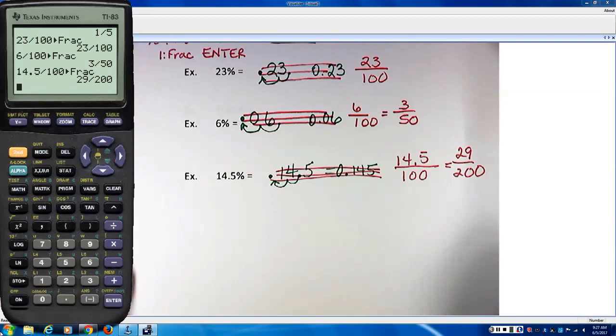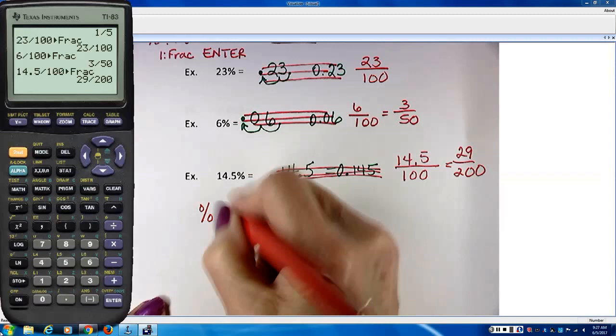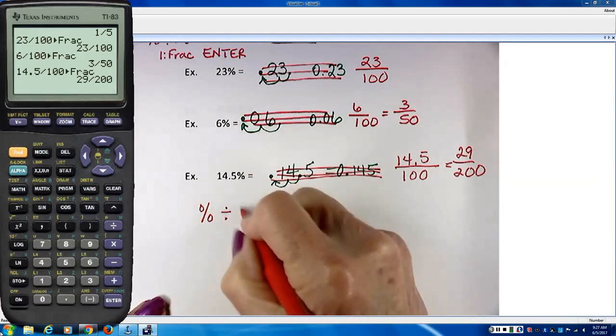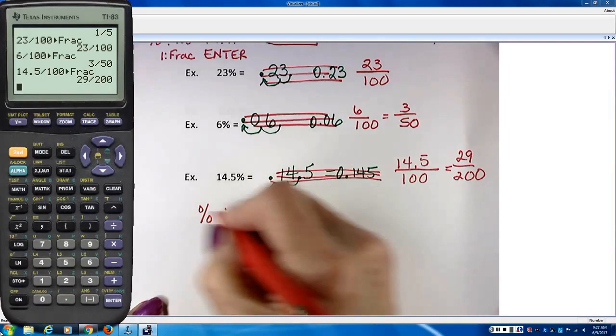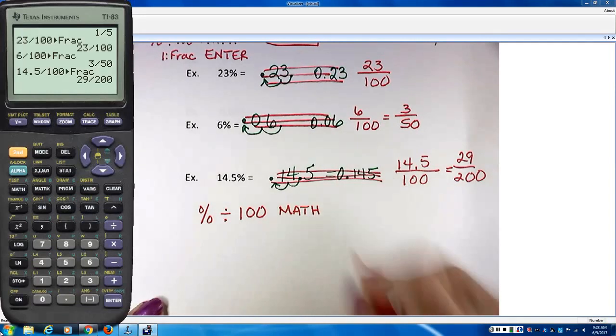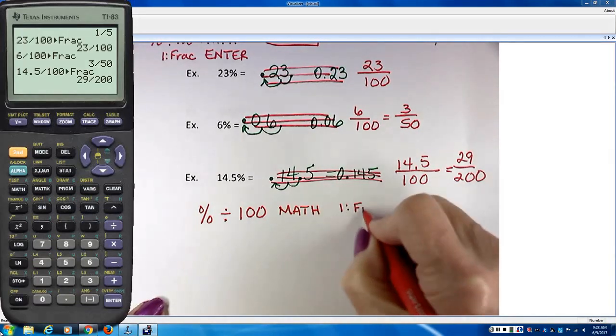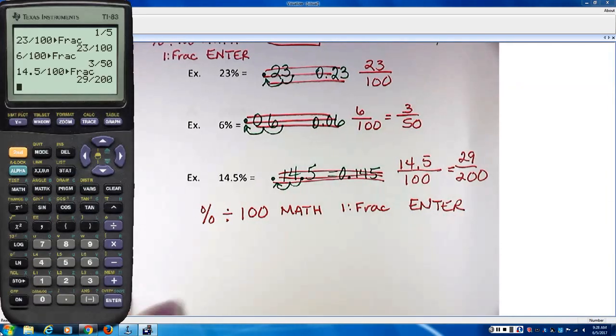So again, if you want to make sure you've got the instructions, it's always percent, whatever the percent number is, divided by 100, because per cent, cent stands for century, centennial, 1 cent, which is 100 cents in a dollar. So those are all words for 100, and if it's per 100, you're dividing by 100. So percent divided by 100, then press your math key on your calculator and choose number 1, fraction, and hit the enter key. Okay?